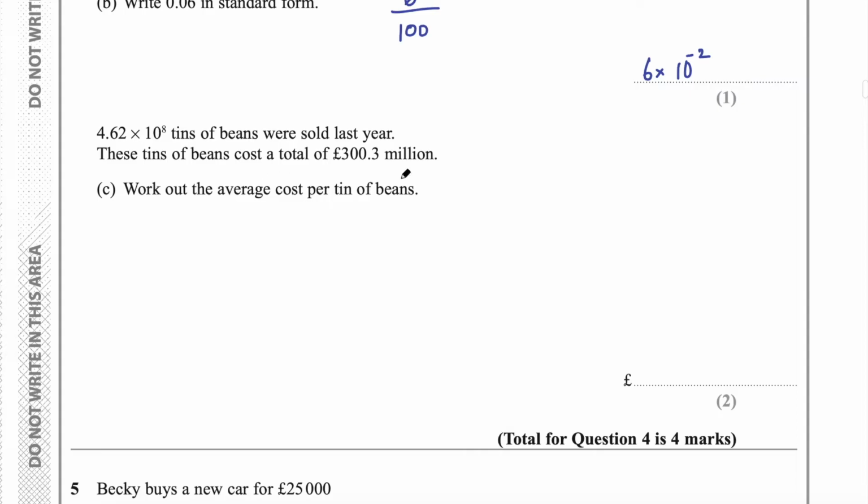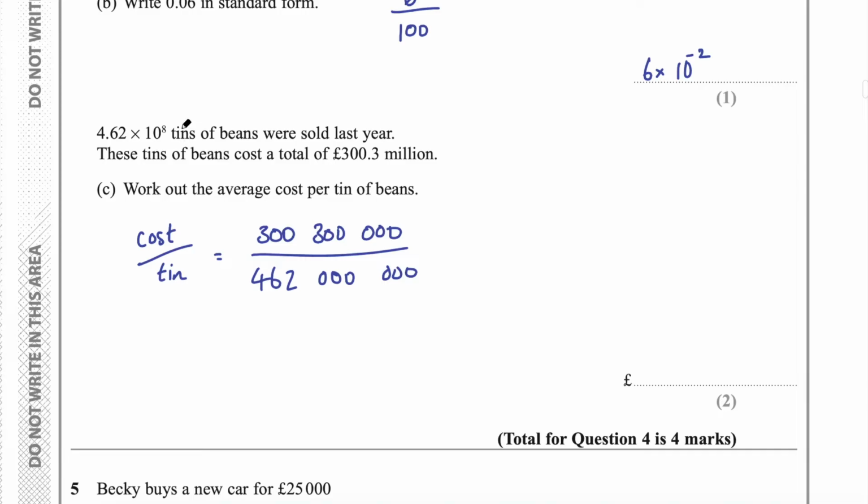These tins of beans cost a total of 300.3 million. Work out the average cost per tin of beans. Okay, so we're looking for the cost per tin. So the cost is 300 million 300,000. And the number of tins is going to be 462 million. So if you expand that out to an ordinary number, you get 462 million.